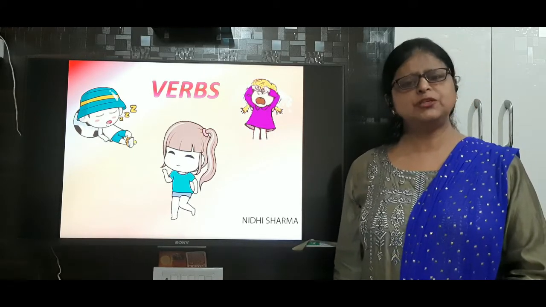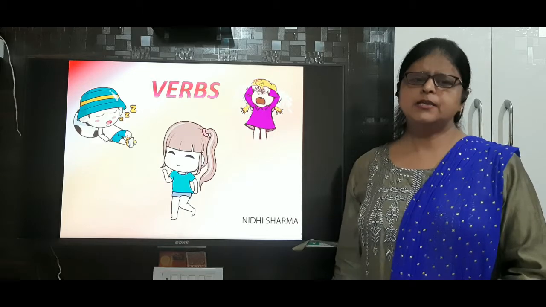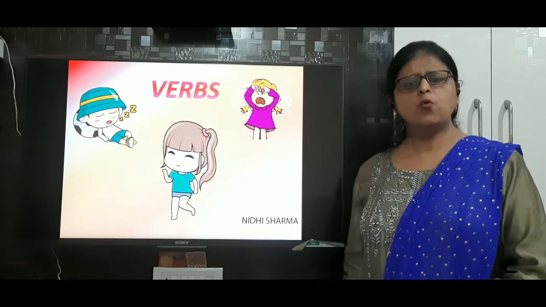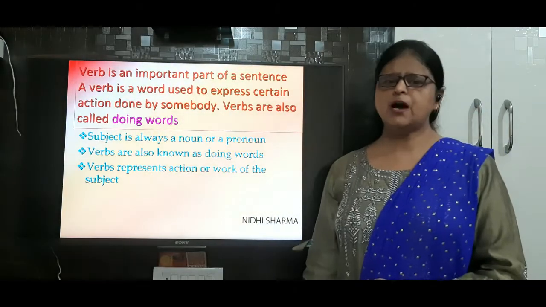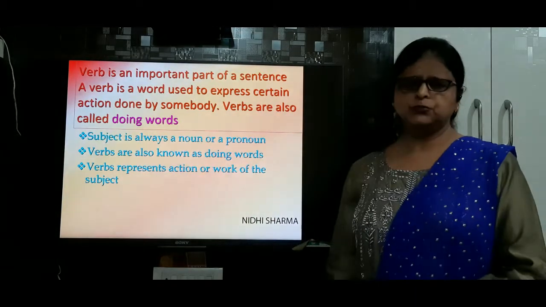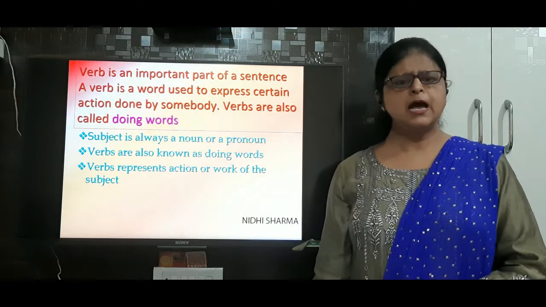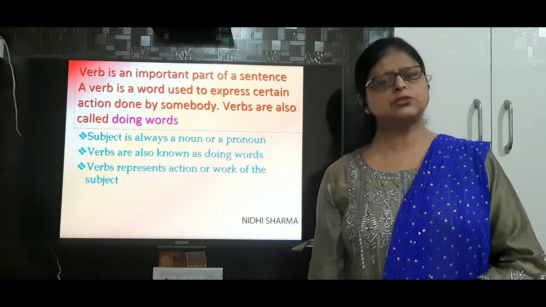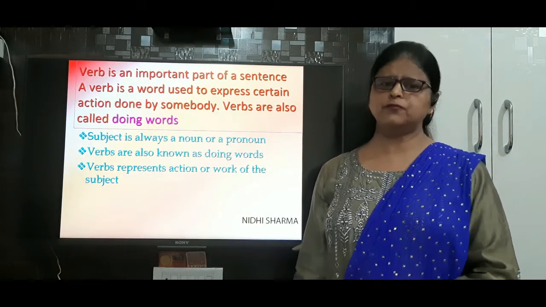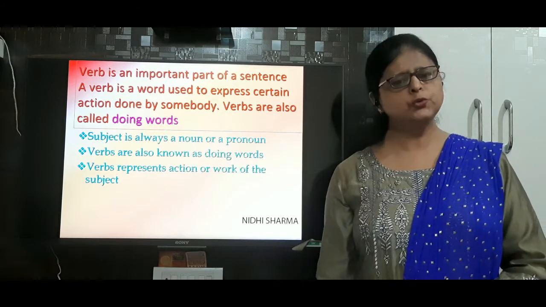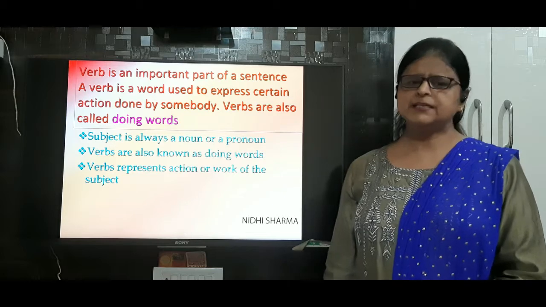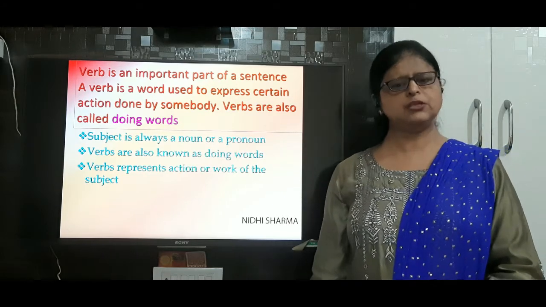Today we will start with a new topic, verb. Now let us understand what verbs are. Verbs are actions that we do. We can define a verb as a word which denotes some action or work of the subject. Verbs are also known as doing words. They represent the action or work of the subject.